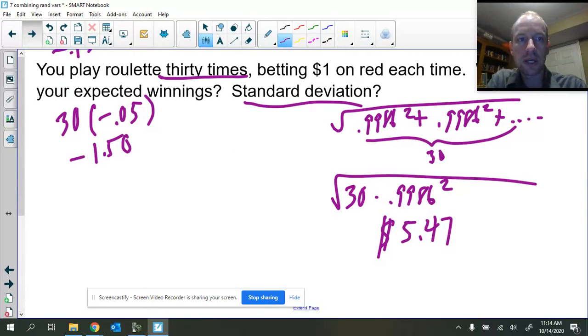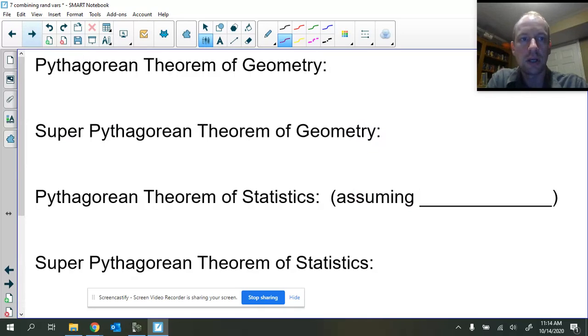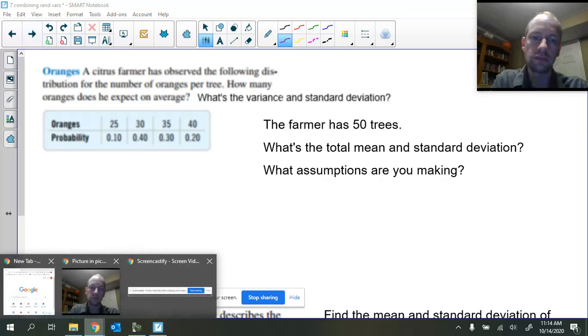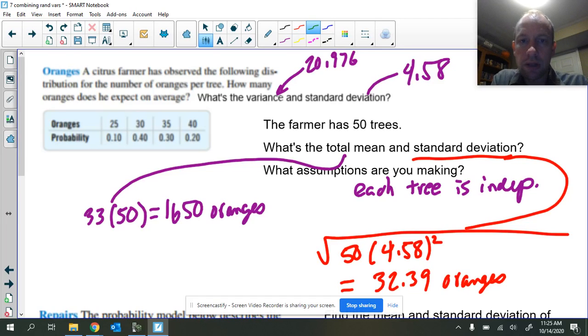I'm going to have you take a look at this page about oranges and repairs, let you give it a shot, and then pause this video and check your answers. Okay, you had a chance to check it out. Hopefully you got the mean of this probability distribution is 33, and the standard deviation is 4.58. So the variance is 20.976.